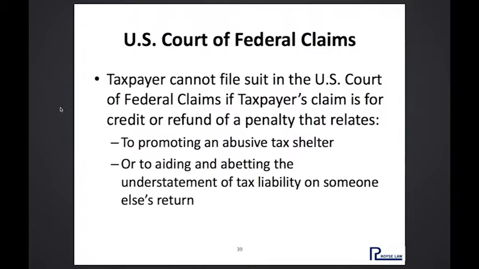And a special rule with the U.S. Court of Federal Claims is that the taxpayer cannot file a suit in the Court of Federal Claims if the taxpayer's claim is for a credit or refund of a penalty that relates to promoting an abusive tax shelter or to aiding and abetting the understatement of tax liability on someone else's return.